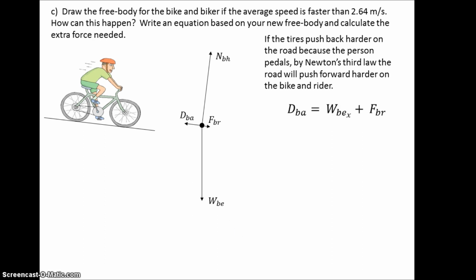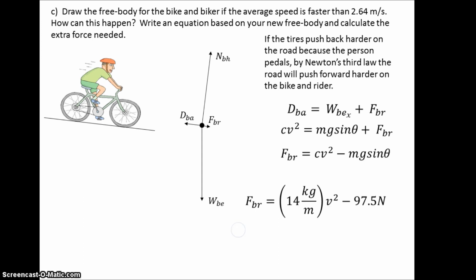It's still in equilibrium though, so I can set the drag force equal to the x component of the weight plus the additional force from the road. Plug in: cv squared equals mg sine theta plus the force from the road. Solve for the force from the road, and I get cv squared minus mg sine theta. And of course c we just found was 14 kilograms per meter, and the mg sine theta is 97.5 newtons. So you can see that the additional force is related to the square of the speed.